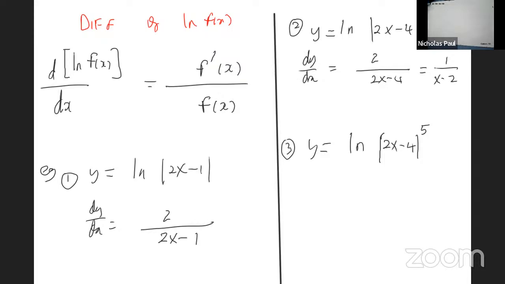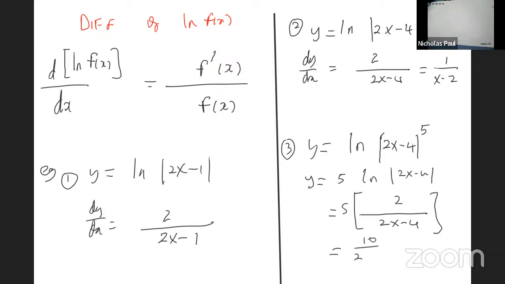The next one now, before you start to differentiate, break it up. Take the 5 and put the 5 in front. So that'll be 5 ln(2x minus 4). And now you could put 2x minus 4 underneath, leave the 5 on the outside, differentiate 2x minus 4 and get 2. So your final answer will be 10 over 2x minus 4.